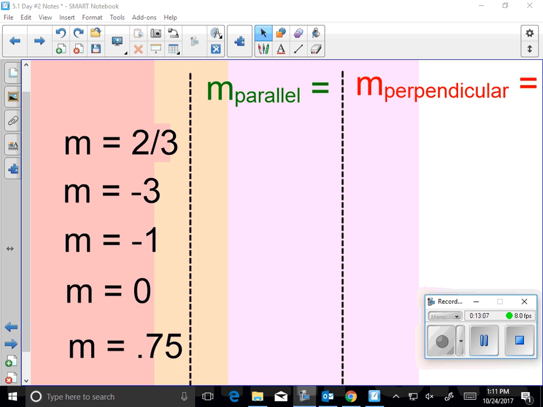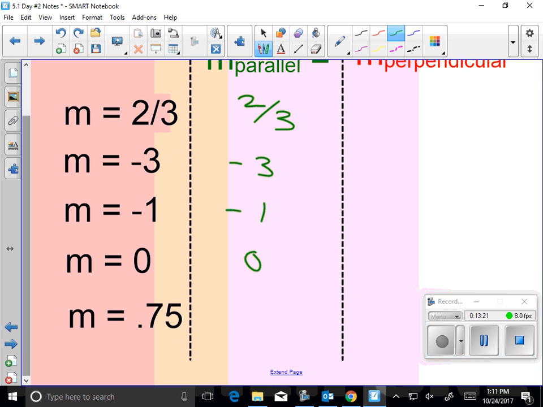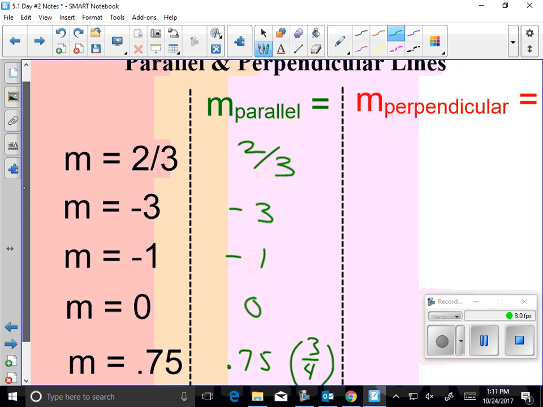All right, young people out there. If 2 lines have the same slope, then they are what? Parallel. Oh, too easy. Okay, so then I know the slope of a line parallel to this line would be 2/3, -3, -1, 0, and 0.75. I'm going to write that as 3/4 for a very specific reason.